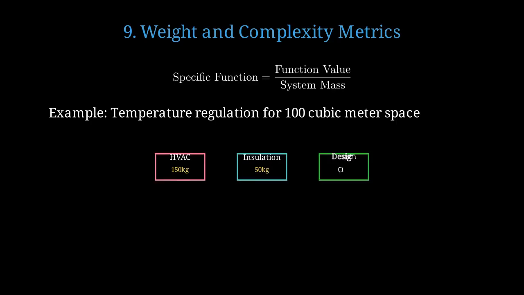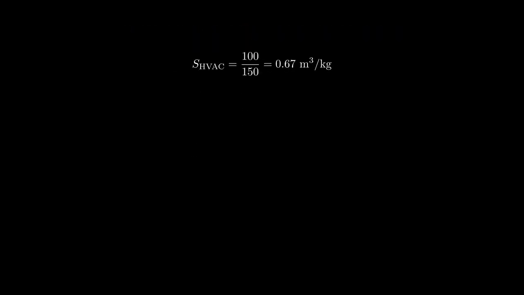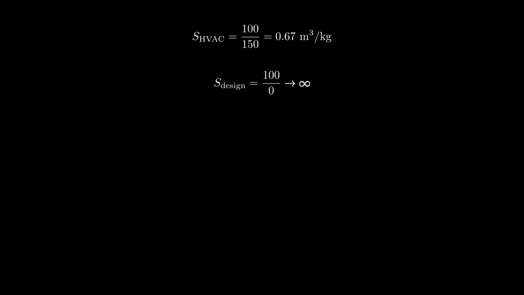HVAC system weighs 150 kilograms, enhanced insulation 50 kilograms, but optimal architectural design achieving the same temperature stability weighs 0 additional kilograms. HVAC specific function, 100 cubic meters divided by 150 kilograms equals 0.67 cubic meters per kilogram. Design-based specific function, 100 cubic meters divided by 0 kilograms approaches infinity, again approaching ideal.